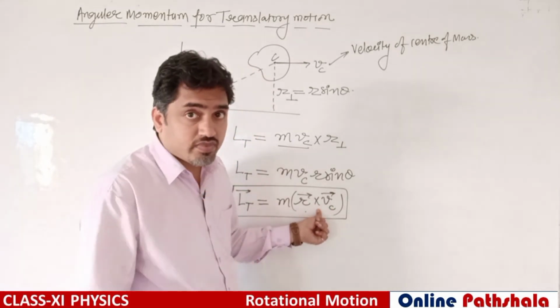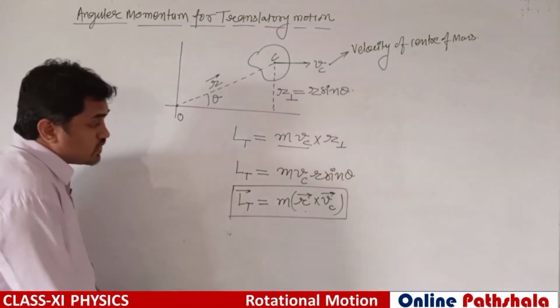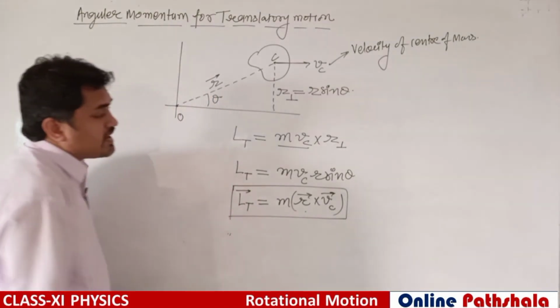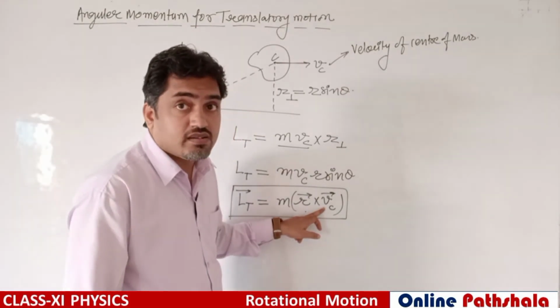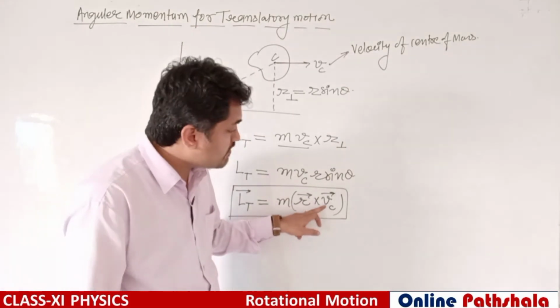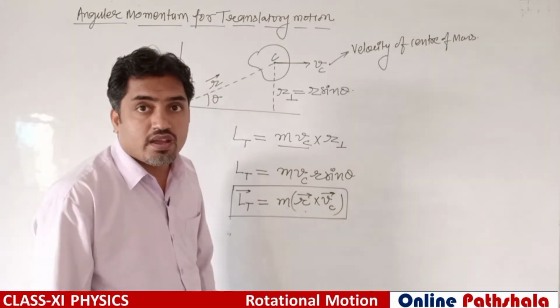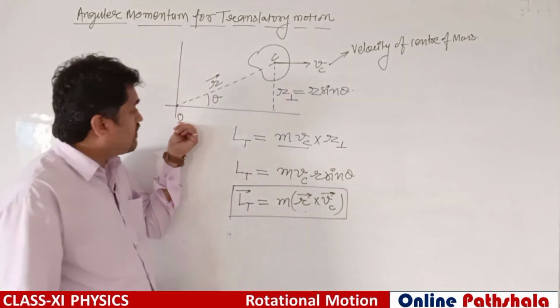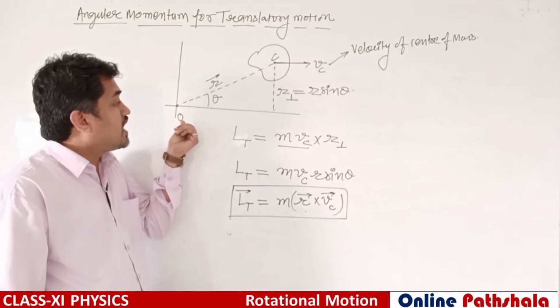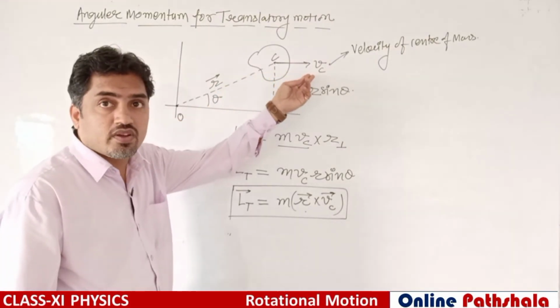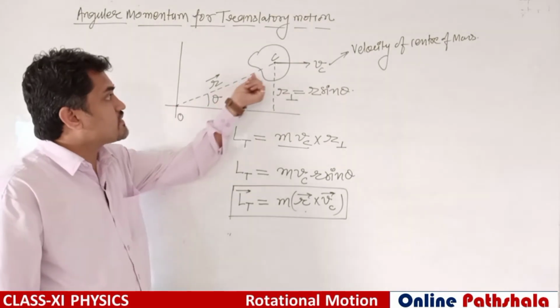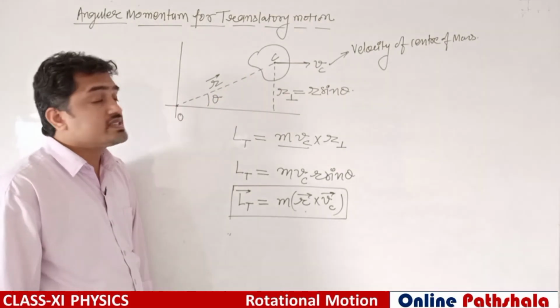Okay, otherwise there will be a mistake. So this is angular momentum for translatory motion, when the body has velocity of center of mass Vc. We are finding the angular momentum of this body which is moving with velocity Vc, and the distance of the center of mass is r.